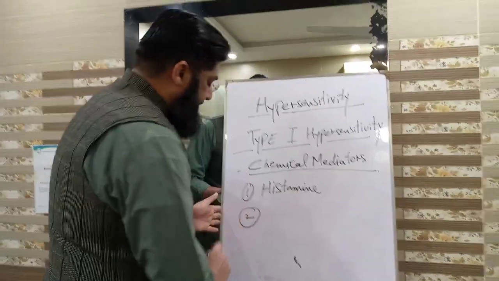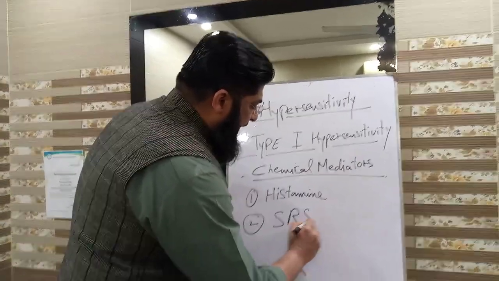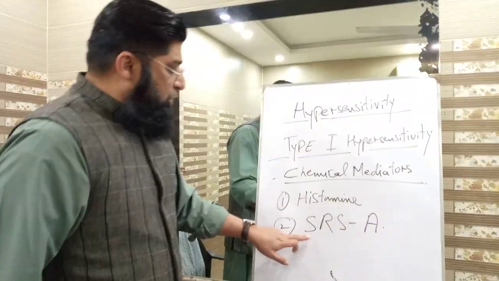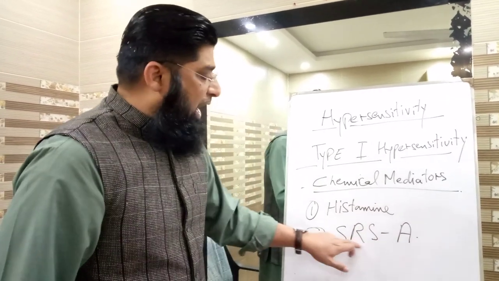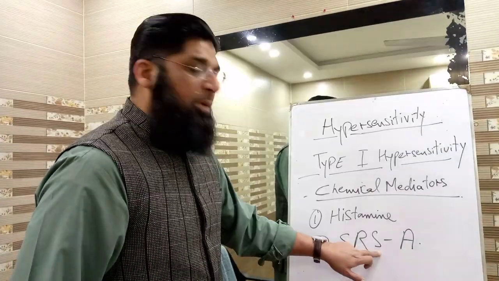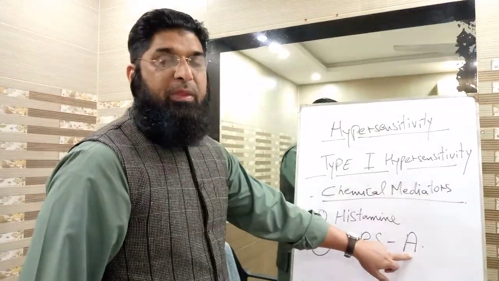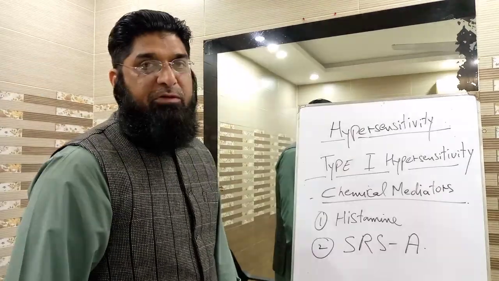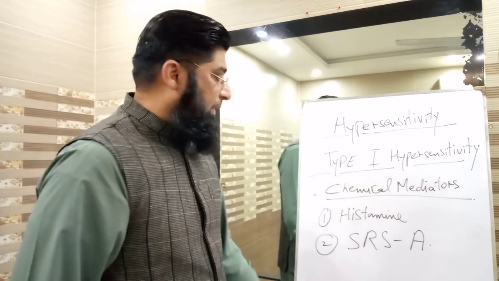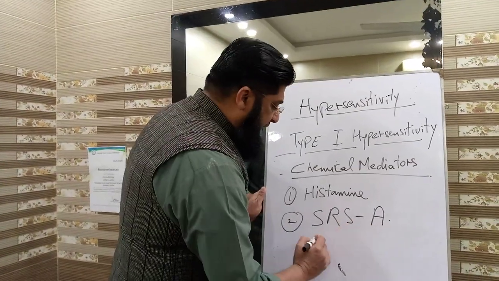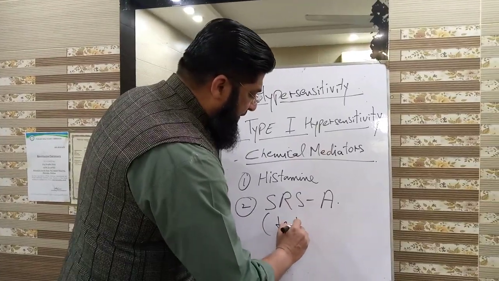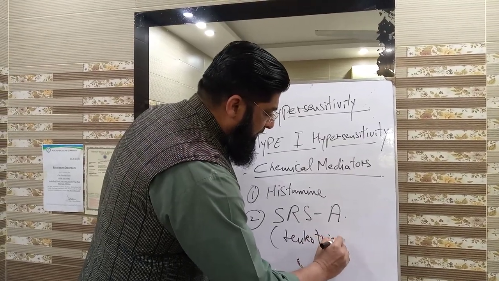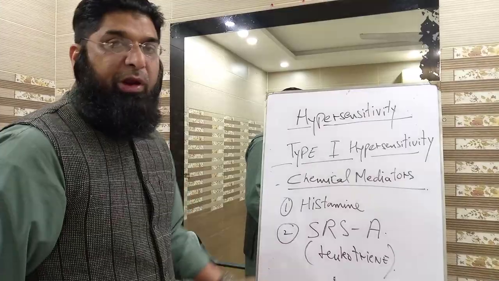Number 2, SRS-A, slow reacting substance of anaphylaxis. Students, anaphylaxis also means type 1 hypersensitivity reaction. SRS-A is basically a leukotriene.